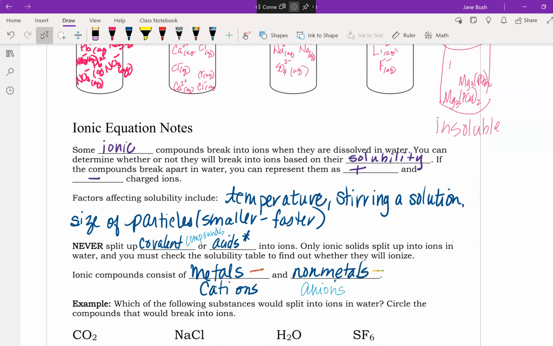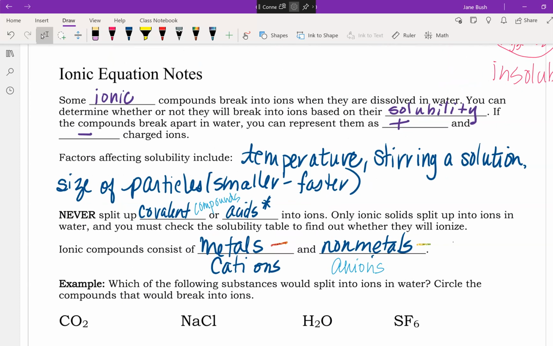Now, we never split up covalent compounds or acids. Actually, I put an asterisk next to that because there are 6 acids that you can split up. We'll learn that when we do acids and bases. But we never split up covalent compounds. Only ionic compounds can split up into ions, and you must check the solubility table to find out how soluble they are. Ionic compounds, let's recall from December, are made of metals and nonmetals.